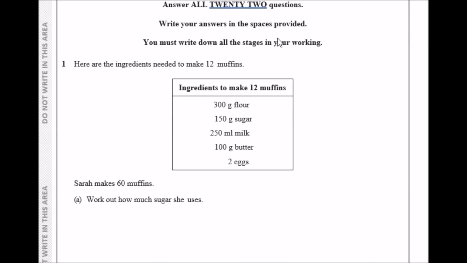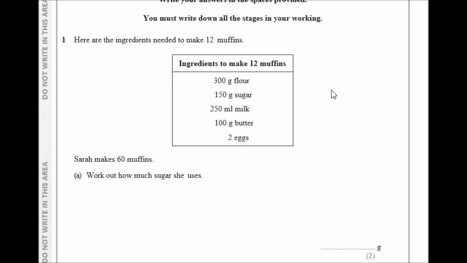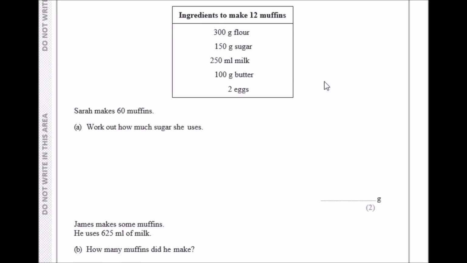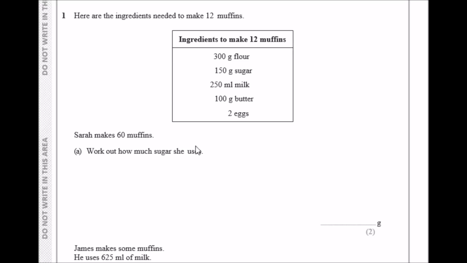So answer all 22 questions. All right. Number 1. Here are the ingredients needed to make 12 juicy muffins. So this is what we're given for 12 muffins: flour, sugar in grams, the volume of milk, 100 grams of butter, and 2 lovely eggs. Sarah wants to make 60 muffins. Work out how much sugar she uses.